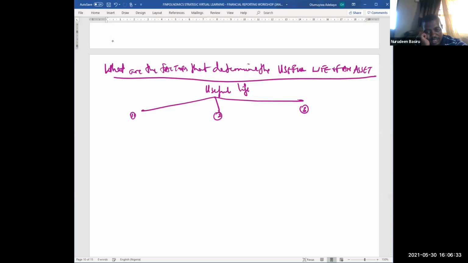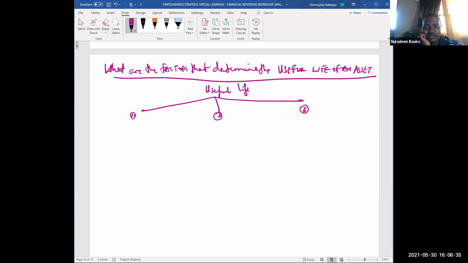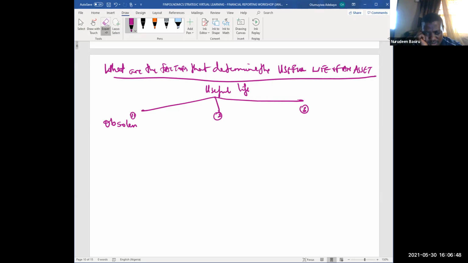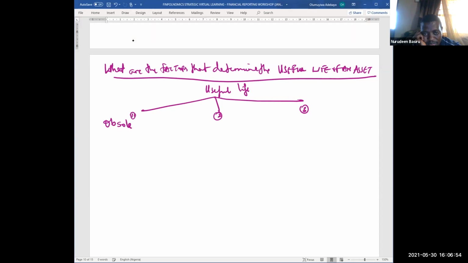Okay, may I say the purpose? What do you mean by that? I mean the purpose for which the asset is acquired can also influence the useful life of that asset. Okay, I think that is not clear enough. Yeah, I think I understand what it's trying to say.